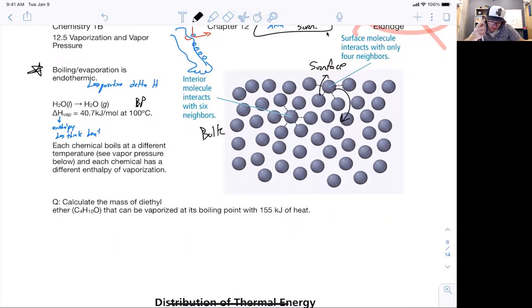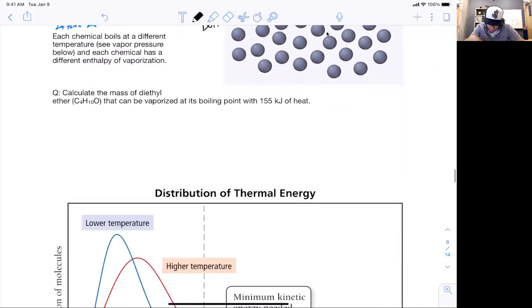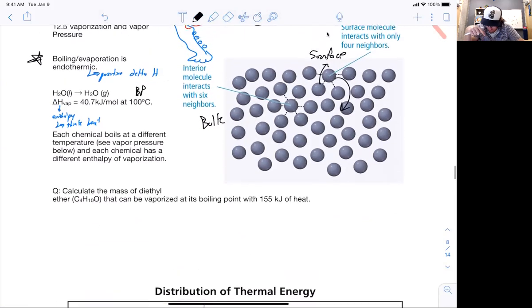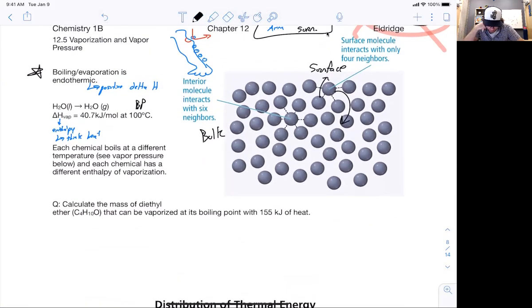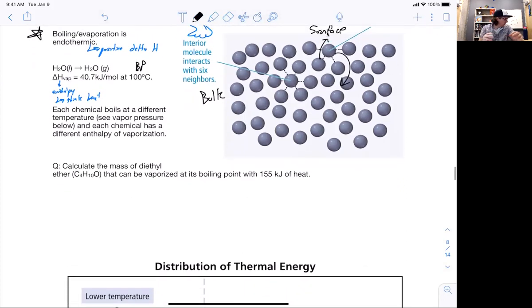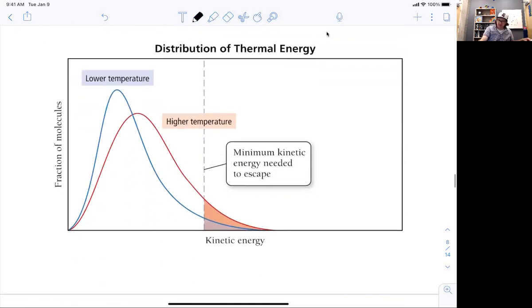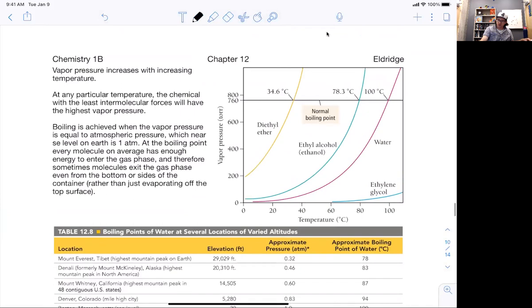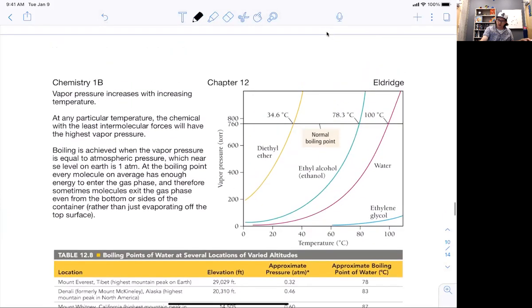But chemicals boil at different temperatures. I wanted to have a diagram with some vapor pressures, but it didn't look like I could make it in. And they have different enthalpies of vaporization. The picture that I was hoping to have there, the table is on page 514, and we'll reference that here in a second. And the vapor pressures are on page 517. Oh, here they are. Oh, well, just the vapor pressure.